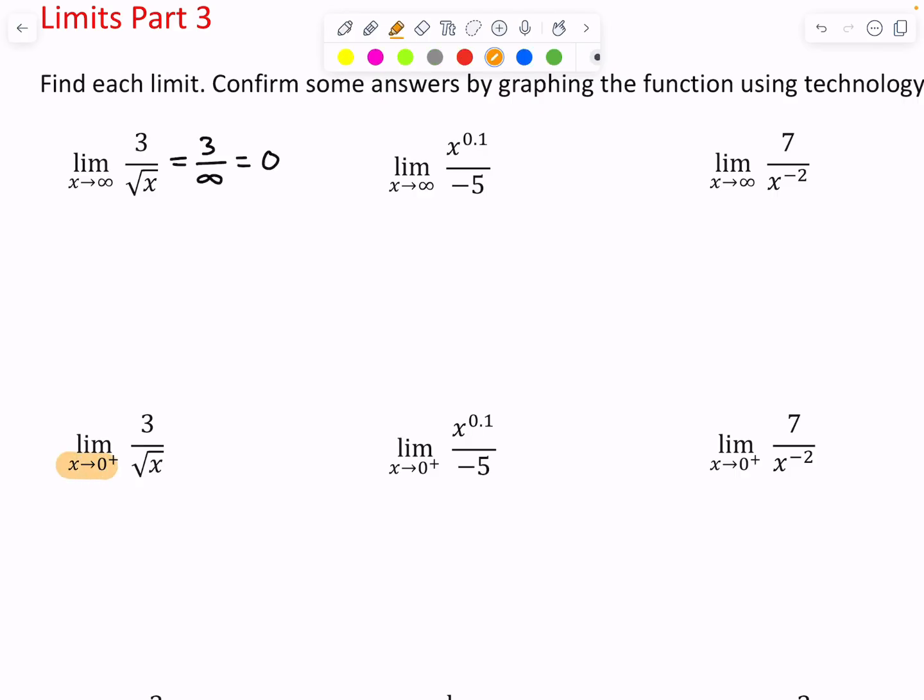Same function, but let x approach 0 from the right. So this fraction will approach 3 over 0. These outputs are only positive, so this fraction will not have any negative numbers involved as you get closer to 3 over 0. Non-zero over 0 will be infinite in size.